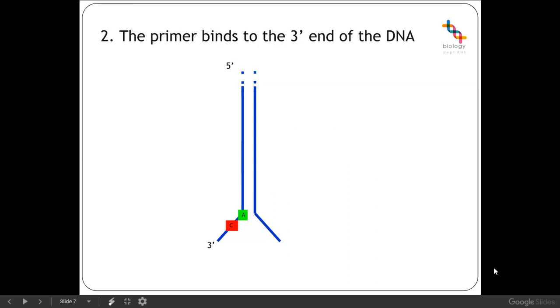So in the next section, we have a primer coming to bind to the 3' end of our DNA template strand. This primer is complementary to this section, so it's just a short strand of DNA which happens to be complementary to this area. It'll naturally bind to it when DNA helicase has opened up our DNA double helix molecule.